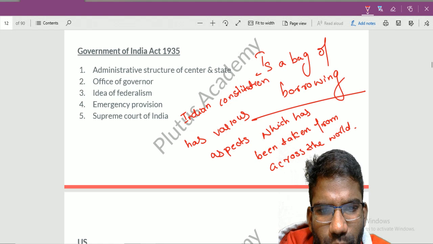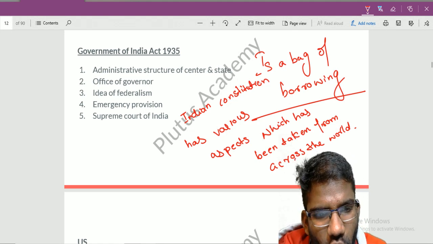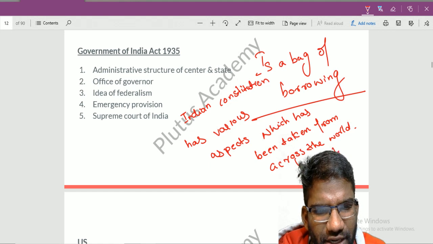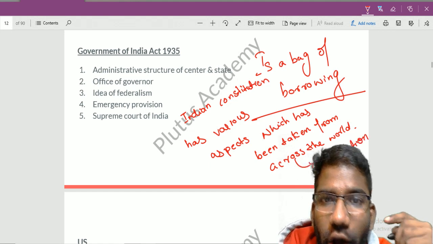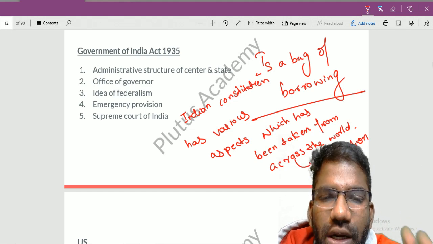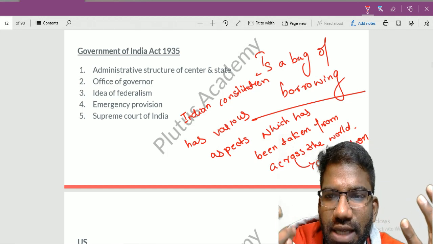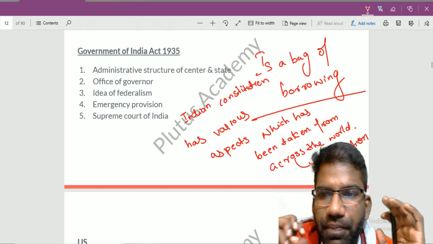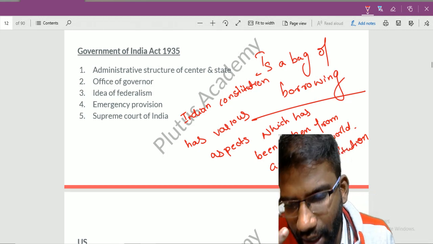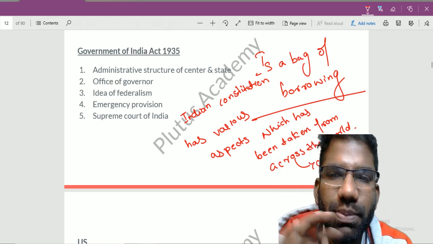The Indian constitution has various aspects which have been taken from across the world. That means the constitutions of various countries, but these have been given an Indian flavor according to our need. Now, from an examination point of view, what we need to understand is from where we have taken these aspects. Now we will analyze from where the various aspects of the Indian constitution have been taken.